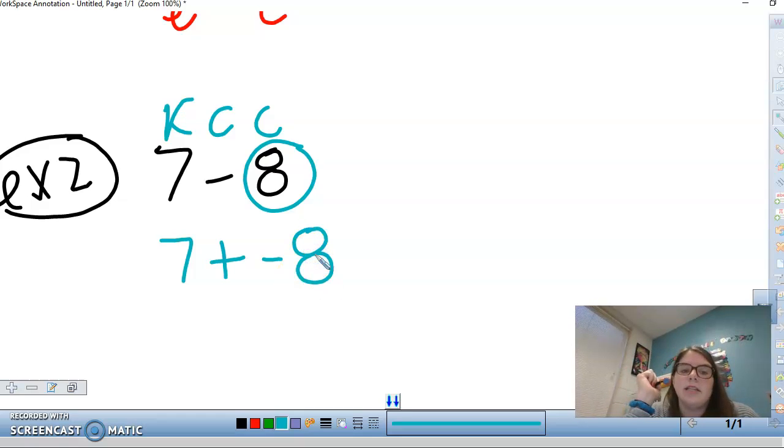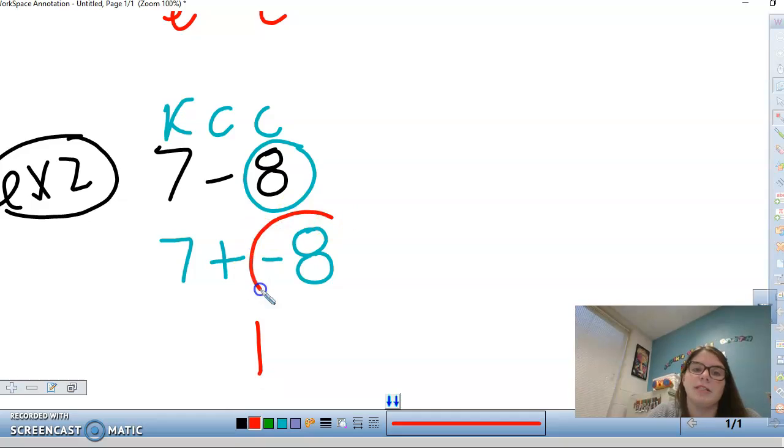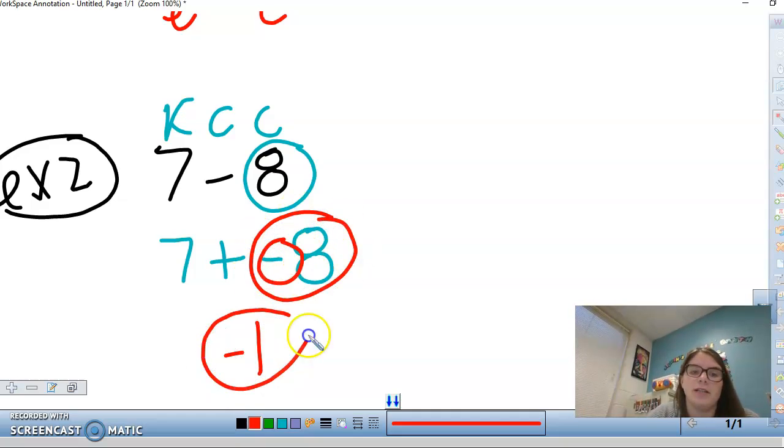So I can now see that I need to use my addition rules. Are they the same signs or are they different? Well, they're different because the 7 is positive and the 8 is negative. Since they're different, I'm going to subtract. 8 minus 7 is 1, and I keep the sign of the bigger number. My bigger number here is 8, and the 8 is negative, so it's going to be a -1 for my answer.